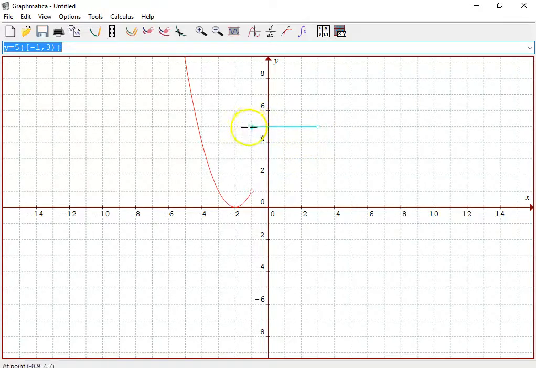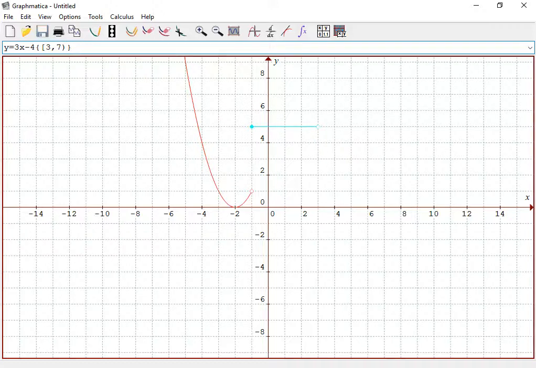Notice it starts at -1, so there's a closed circle there, but it doesn't include 3, so there's an open circle at 3. And then the other equation is y equals 3x minus 4. And let's see, we went from 3 to 7 on that one, right?